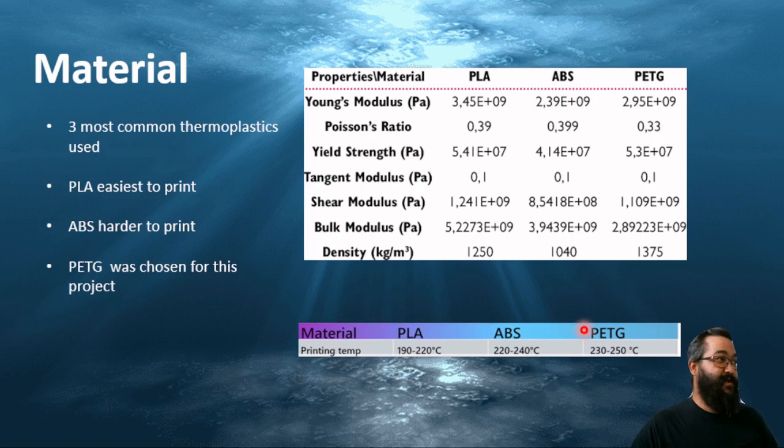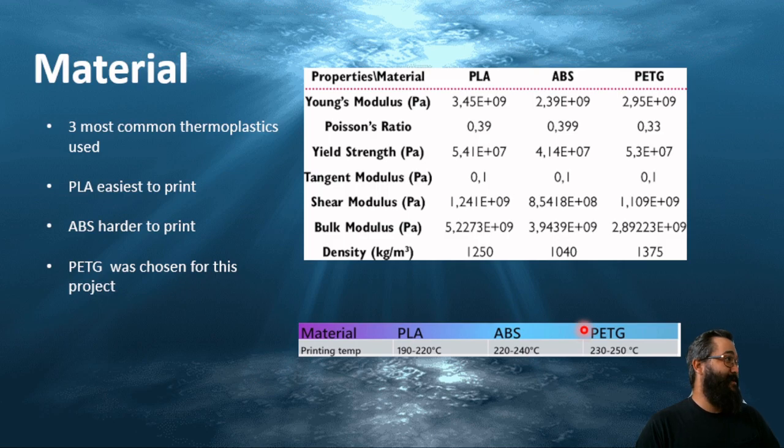This you need a heated enclosure because ABS has a problem of warping, and that makes it not really ideal to print with. PETG though is what has been chosen for this project. The reason why it's been chosen is because it gives the best of both worlds. It's easy to print like PLA, and it still retains the strength of what ABS has.